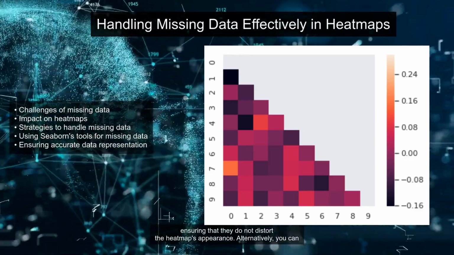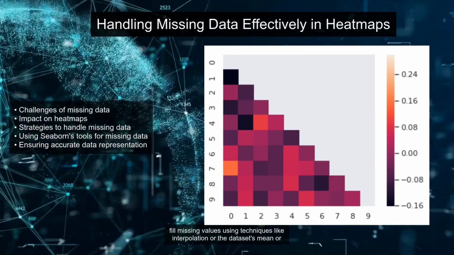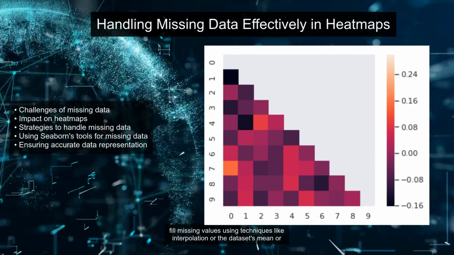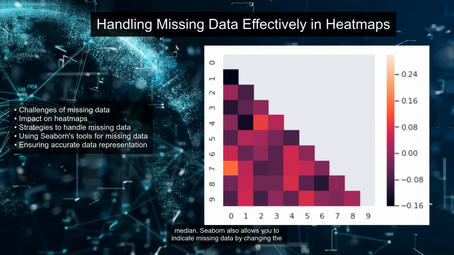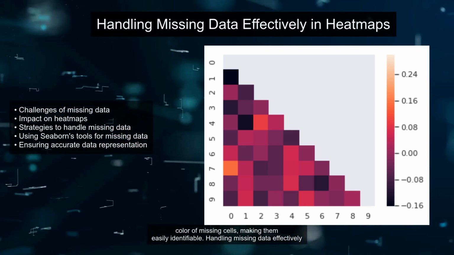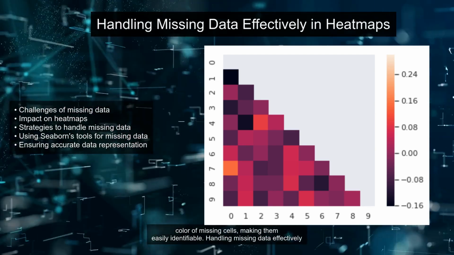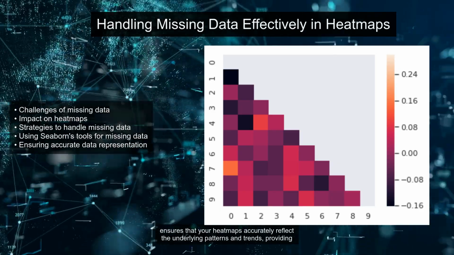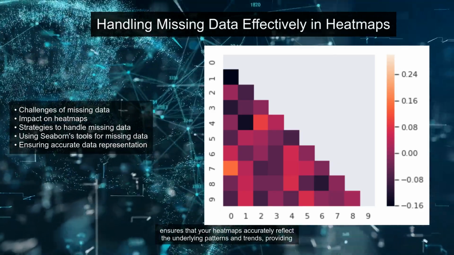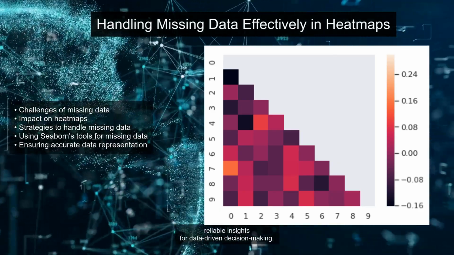Alternatively, you can fill missing values using techniques like interpolation or the dataset's mean or median. Seaborn also allows you to indicate missing data by changing the color of missing cells, making them easily identifiable. Handling missing data effectively ensures that your heat maps accurately reflect the underlying patterns and trends, providing reliable insights for data-driven decision-making.